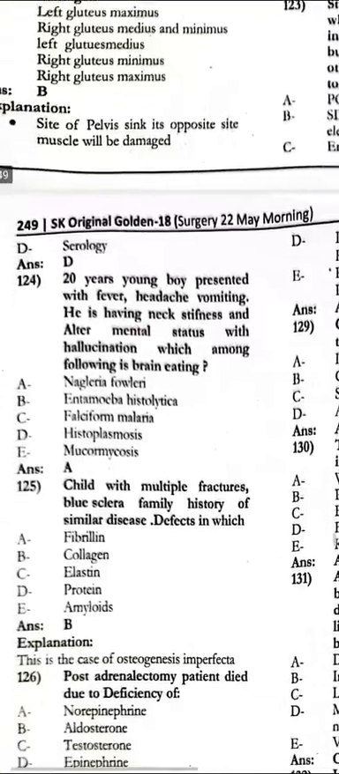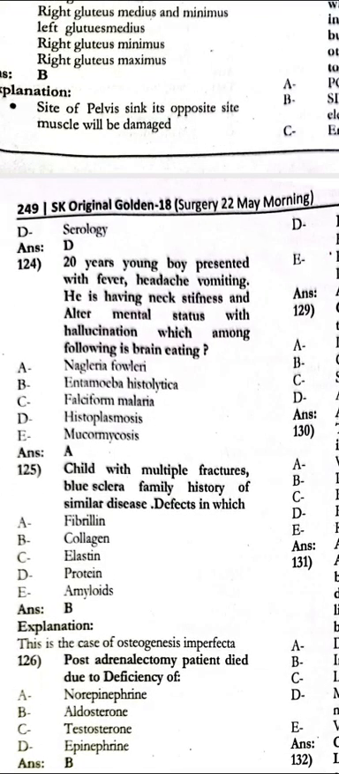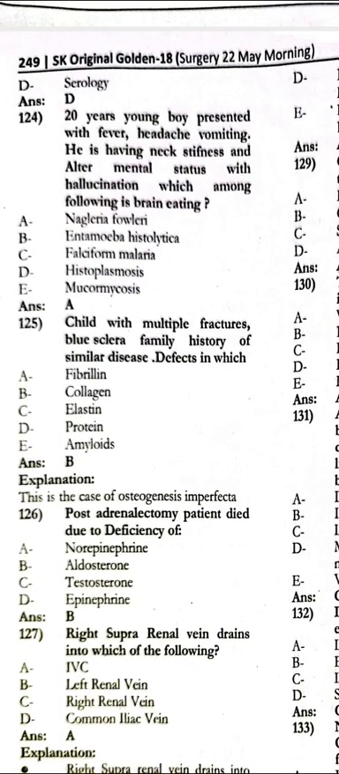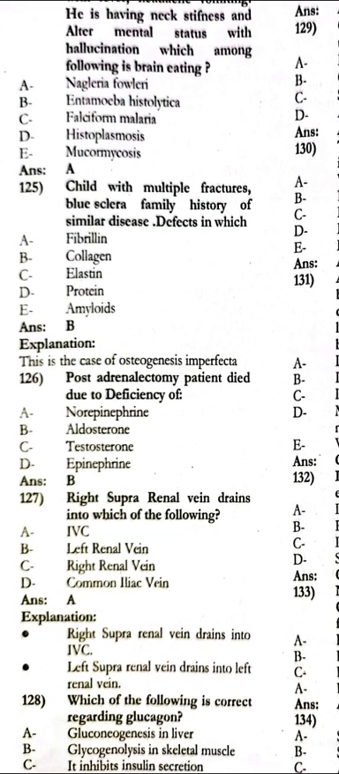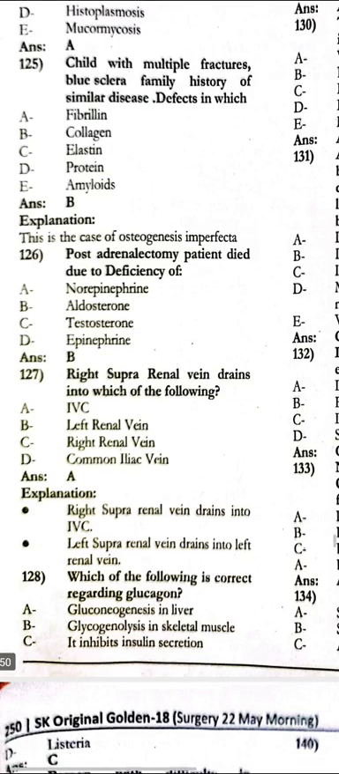That is serology. A 10-year-old boy presented with fever, headache, vomiting. He has neck stiffness and altered mental status with hallucinations. Which among the following? The brain eating amoeba, Naegleria fowleri. The child with multiple fractures, blue sclera, family history, that is a defect in collagen. Next, the post adrenalectomy patient died due to deficiency of aldosterone. Right suprarenal vein drains into which of the following? IVC.